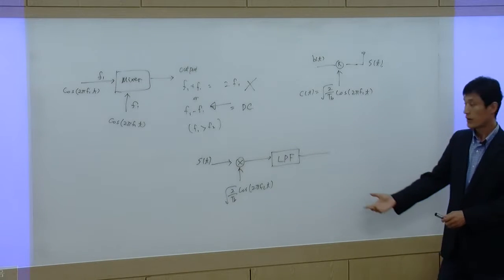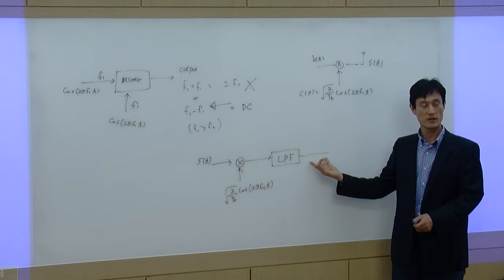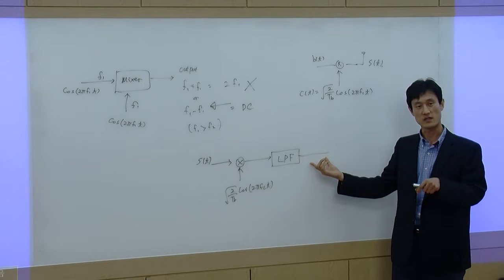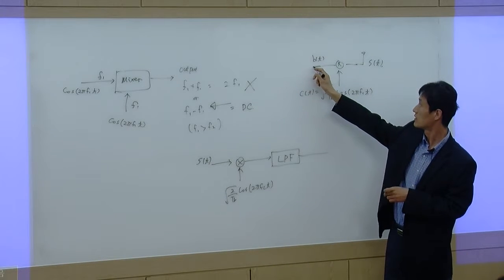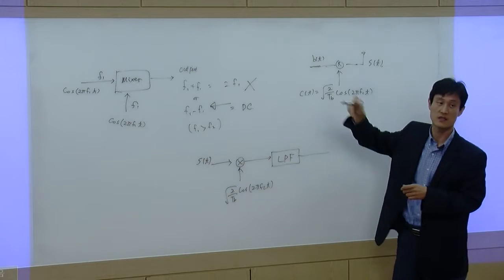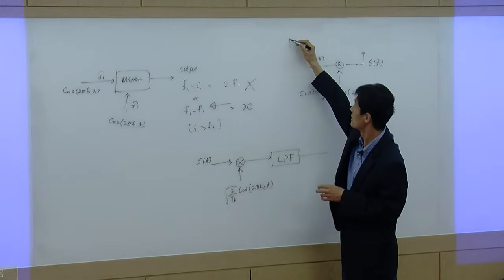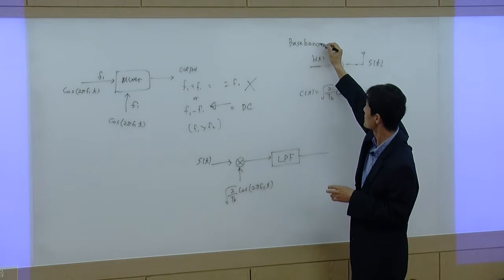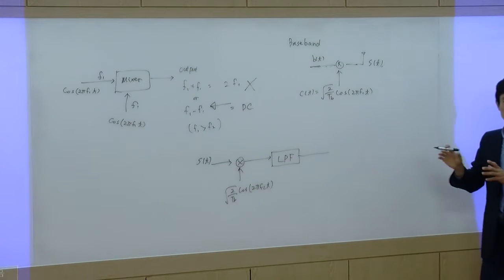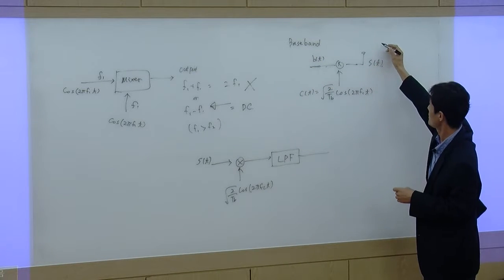Once you put the low pass filter, you're going to get only the DC component. And your information is in the DC component. How do you know? Because your original information is the DC. When I say DC, that means baseband. This is baseband. Okay, remember this word. This is a very common word. Baseband. And here is passband.